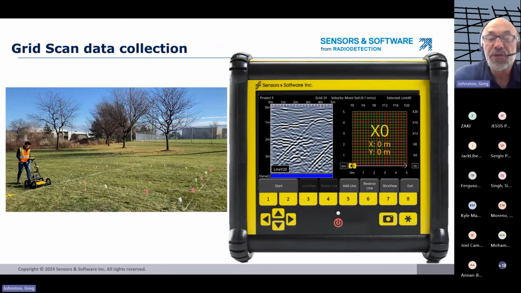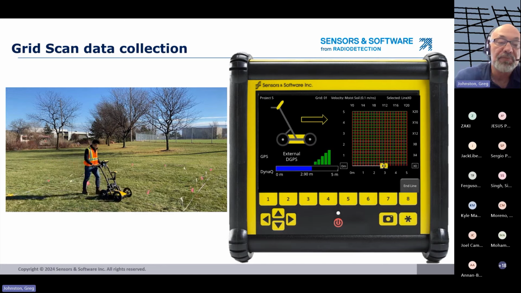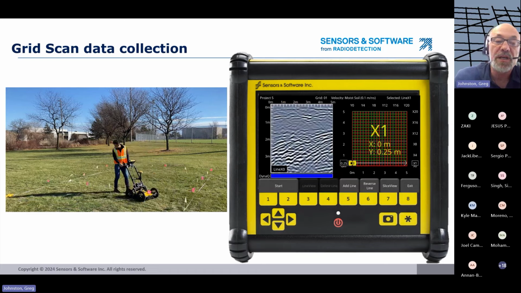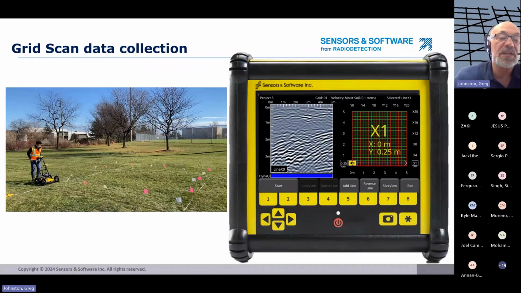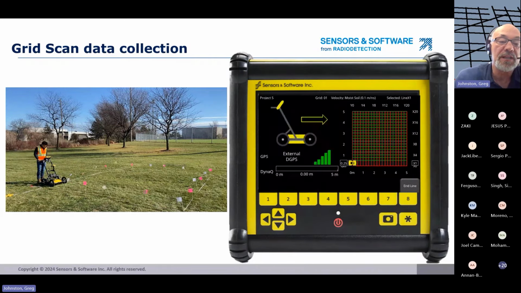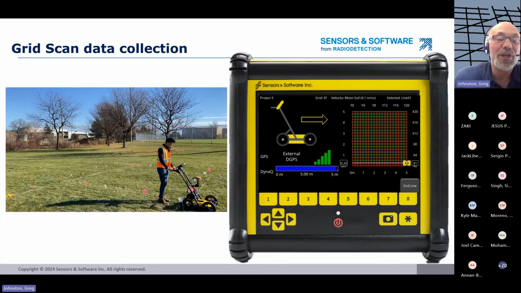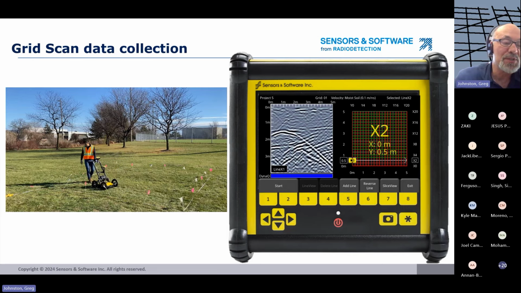The second type of GPR survey is a grid scan, where a gridded area is scanned with multiple parallel grid lines. In this example, this gentleman is collecting a small 5 meter by 5 meter grid, and we're going to watch him collect the first few lines. And you can see on the screen, this is what you see in real time as you're collecting the data. As you push it along, you see the GPR symbol moving along, and then at the end of the line, it automatically stops because the odometer knows that it's moved 5 meters.